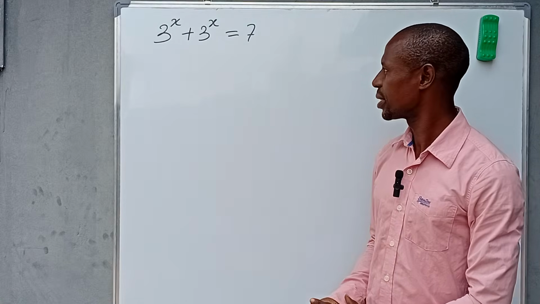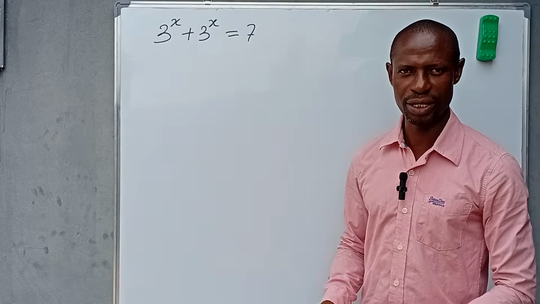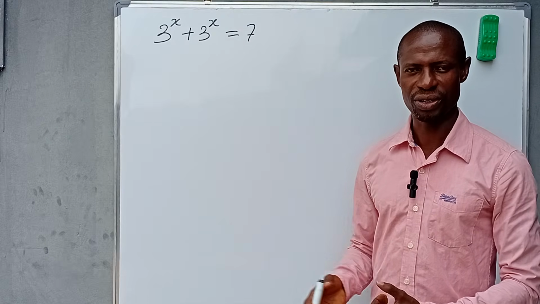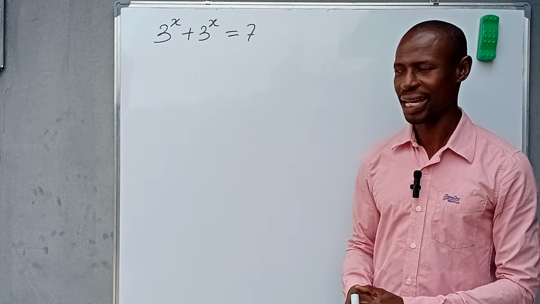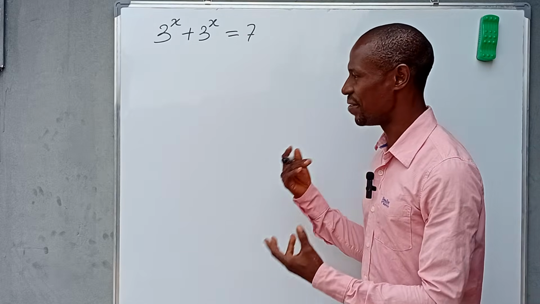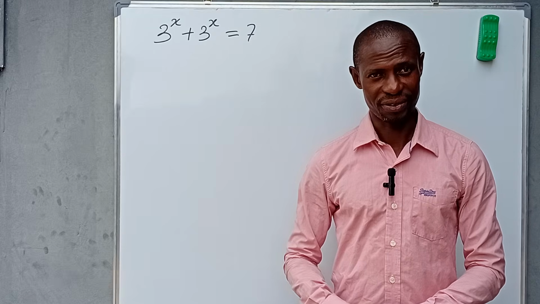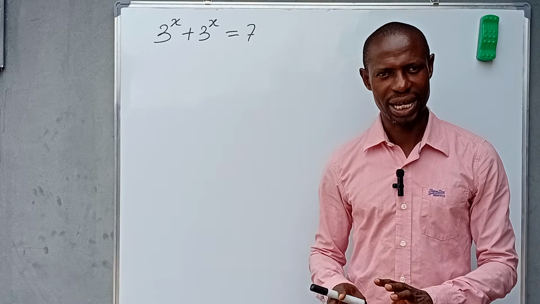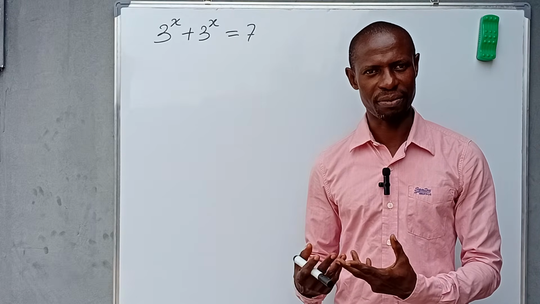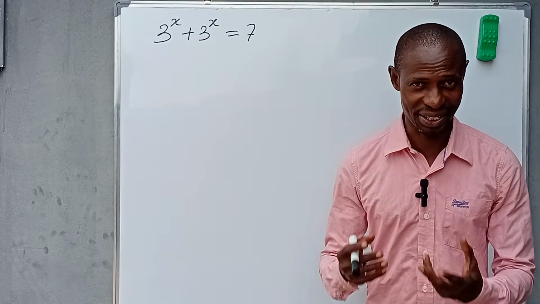Welcome to today's class. Here we have 3 to the power of x plus 3 to the power of x equal to 7. This question is a simple one, but I decided to bring it for a reason, and the reason is the verification of the answer we're going to get at the end of the solving. How do you verify if the answer is actually correct? So stay from beginning to the end of this math class because the verification part of it is very interesting.